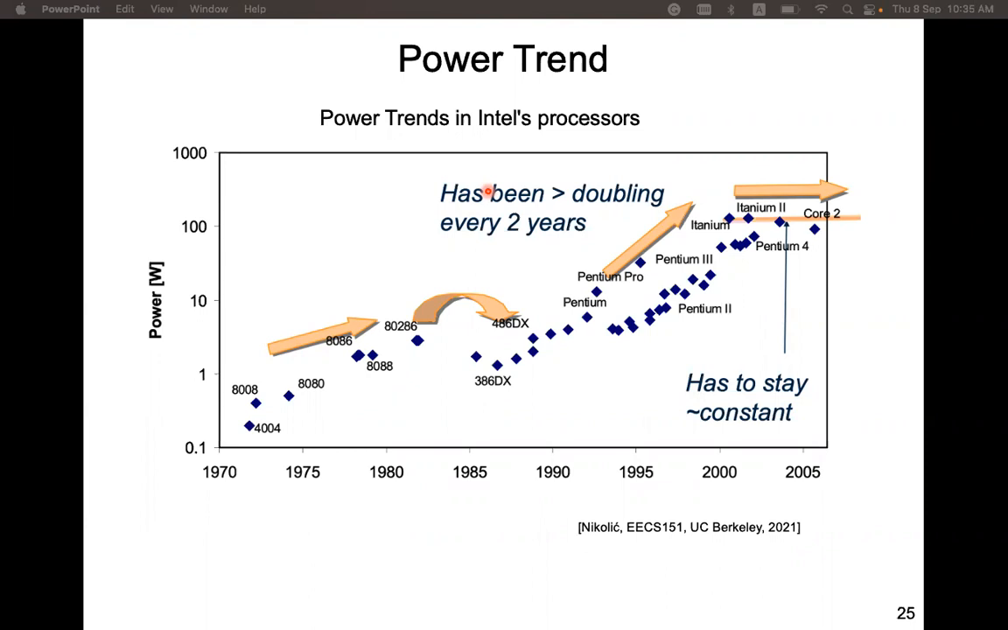So the power consumption increases with the clock frequency and also the size. Actually, over the years, the chip size increases. But this trend has to be stopped. Otherwise, the digital chip will be too hot. The heat dissipation will be a huge problem. You could not remove the heat in time.